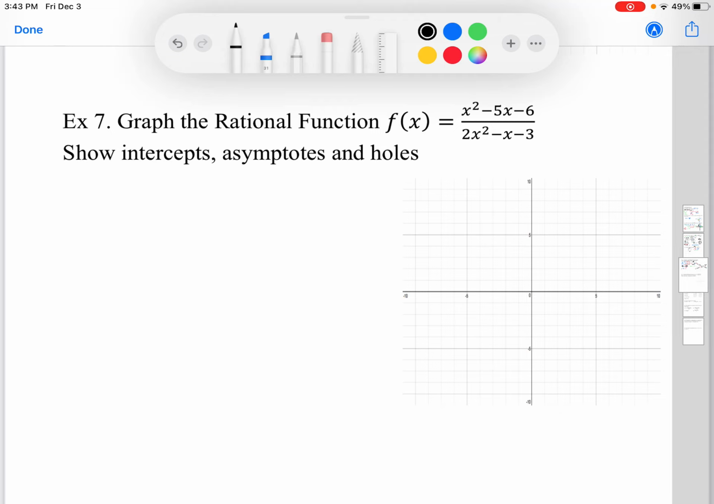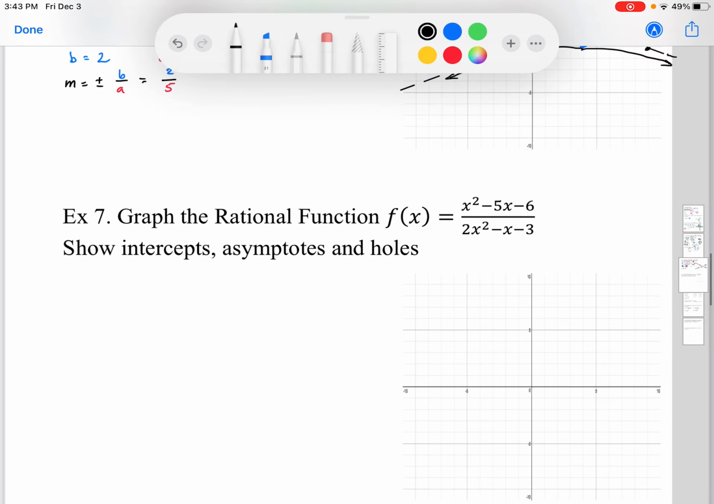When we're graphing rational functions, we have to think of the factors. So the first thing we're going to do is factor this expression. In the numerator, it's going to be easy to factor because there's no leading coefficient. We know that two numbers that multiply to 6 and add to negative 5 give x minus 6, x plus 1. So there's my numerator expression.